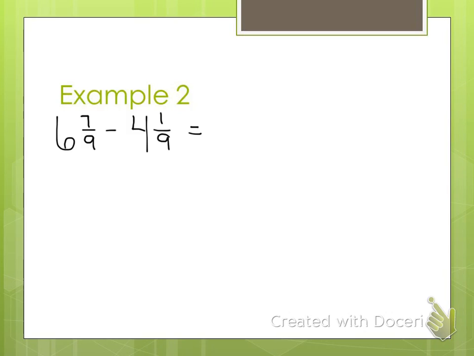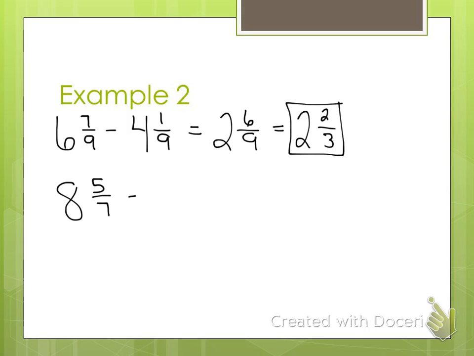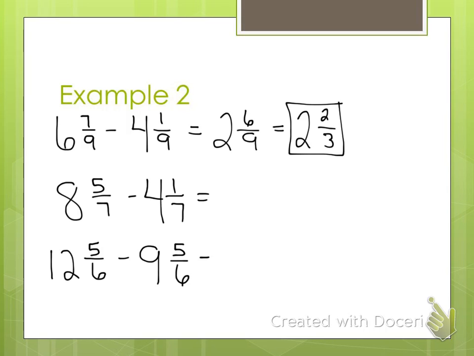What's 6 minus 4? 2. What's 7 minus 1? 6 over 9. Very good. I keep the denominator the same. Final answer? 2 and 2/3. Very good. All right, now I want you to do a couple on your own.